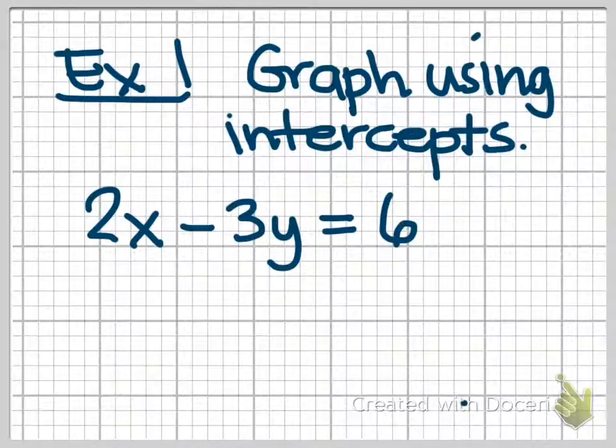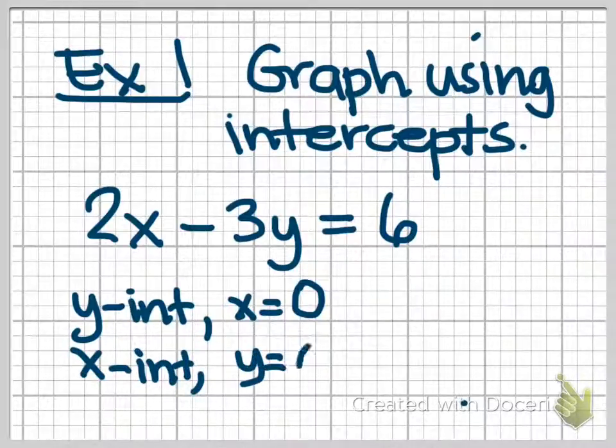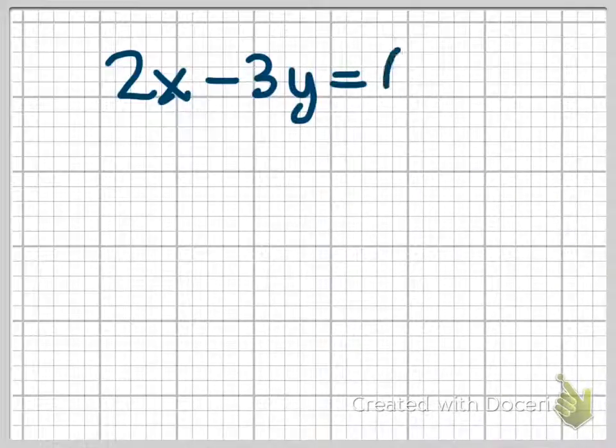Alright, based on what I said, to find the y-intercept, that's where the x is 0. And to find the x-intercept, that's where the y is 0. So we have 2x minus 3y equals 6. So if we're looking for the y-intercept, the x is 0. So we're going to put 0 in for x.